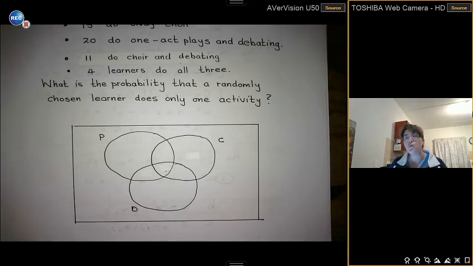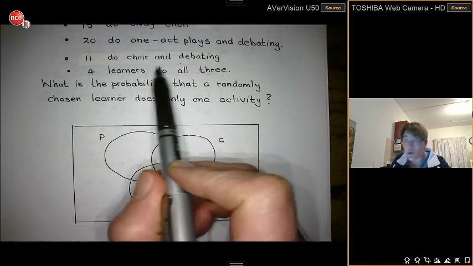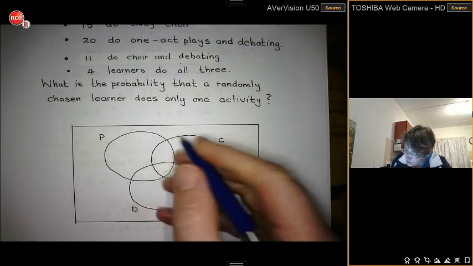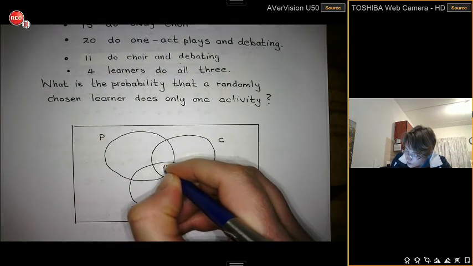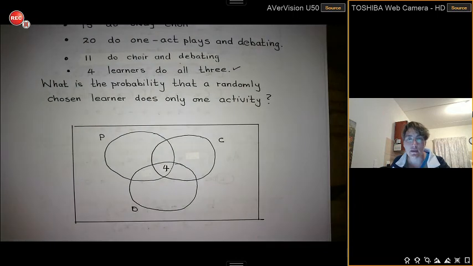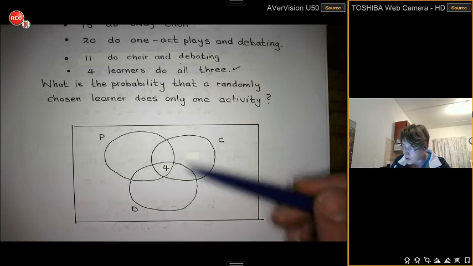You always have to work from the inside and go out, remembering to subtract as you move out. So that is why we always start with the inside, which is this one: 4 learners do all 3. So I can put 4 over here. Those are the 4 learners that do all 3 of those activities. And I can tick it off here, say, good, I've got that. Then I will go for the other overlaps before I start going for these ones.